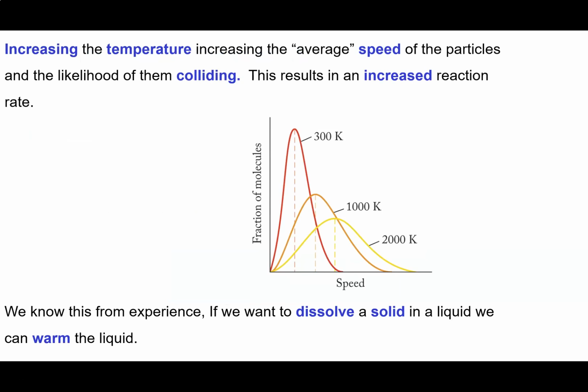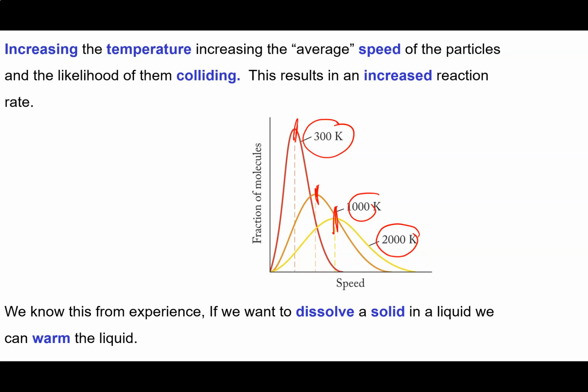Similarly, increasing the temperature will increase the average speed of the particles and the likelihood of them colliding. So if a collection of particles is moving around randomly, there are going to be more collisions if those particles are moving quicker. And so as we increase the temperature of our reactants, the average speed of our particles increases, and therefore our reaction will go quicker because it's just more likely that those reactant particles are going to bang into one another.